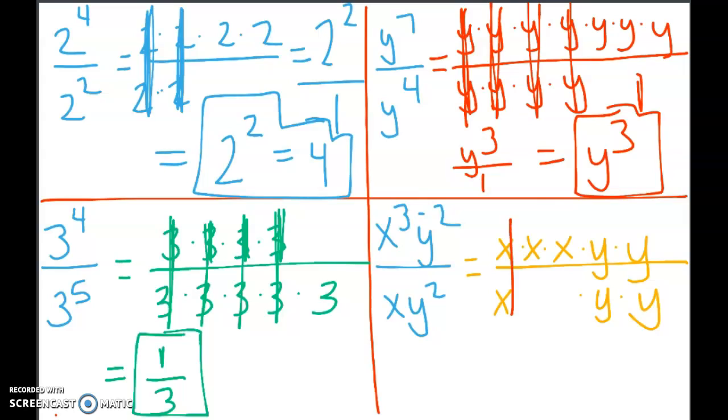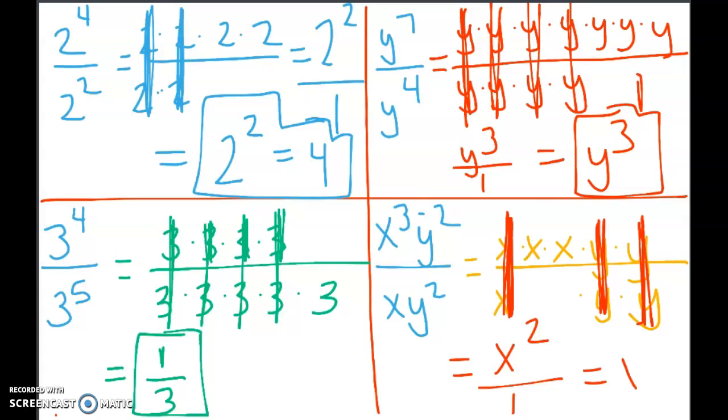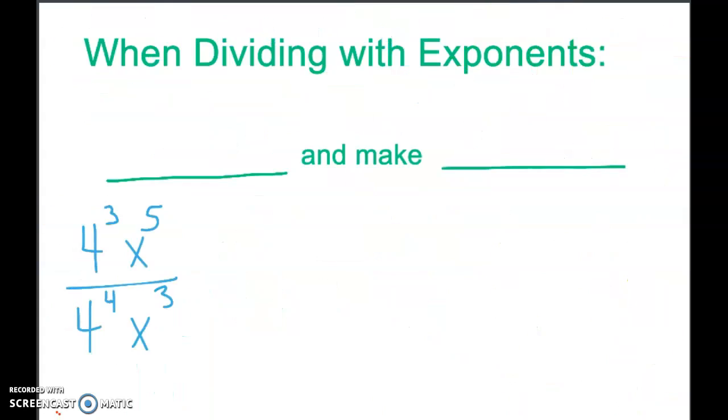So you can see I have a giant one here with two x's, and I also have two giant ones here with our y's. So my final answer is going to end up being x to the second power and then 1 on the bottom, so we would simplify this to x to the second power, or x squared. So in conclusion, we just want to remember that when dividing with exponents, we want to make sure to factor and make giant ones.